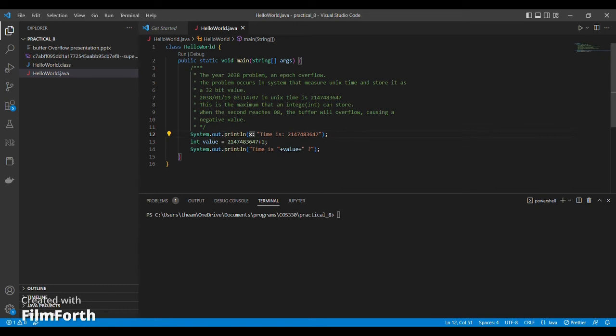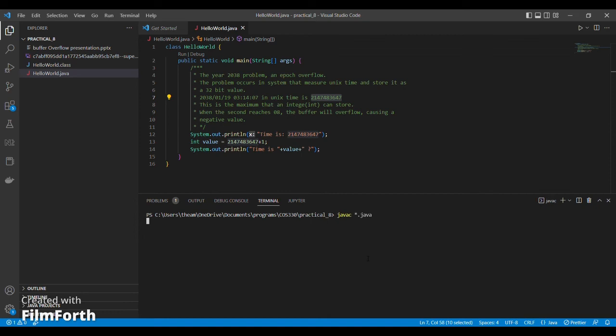Now, as you can see, this value 2147483647 is equivalent to the time 2038-01-19 at 3 a.m. in the morning, 14 minutes and 7 seconds. So as soon as the clock reaches 8 seconds, all systems that are holding or calculating this value will experience a buffer overflow. Let me demonstrate.